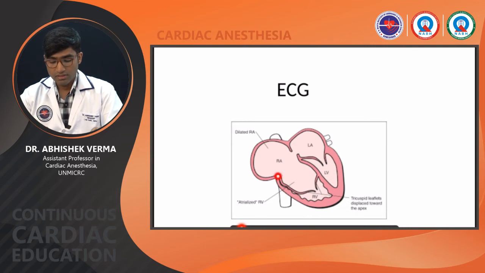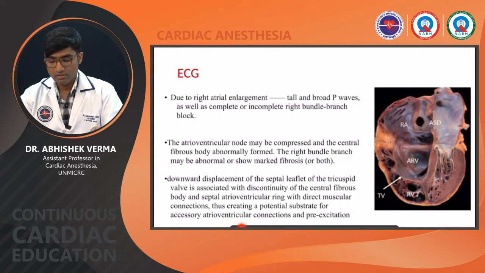And you can also see the right atrial hypertrophy or enlargement in the ECG. So these are the main points we have to consider in the ECG. Due to the right atrial enlargement, we see tall and broad P waves, or complete or incomplete RBBB. The AV node is compressed as the central fibrous body is abnormally formed, and the right bundle branch may be abnormal or show marked fibrosis.